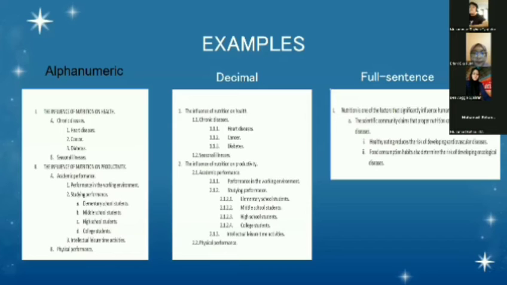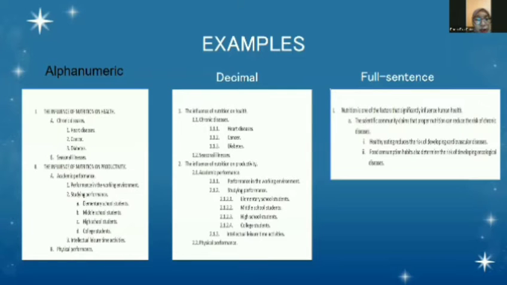Okay, next. This is the example of alphanumeric, decimal, and full sentences. As we can see, the alphanumeric example uses letters. In decimal, they use numbers, and in a full sentence, it uses full sentences. Okay, that's all the explanation from me.